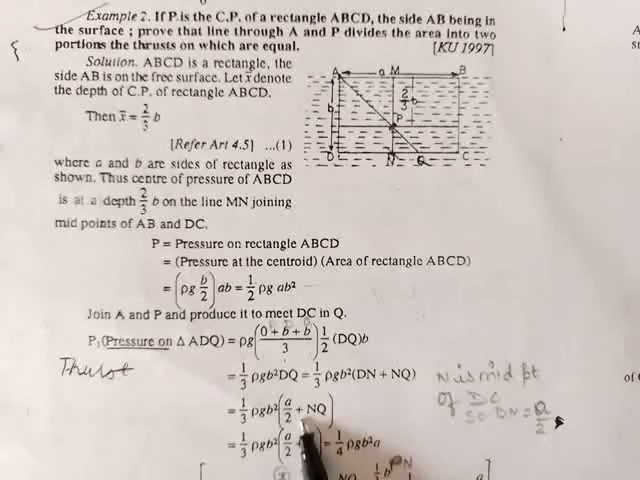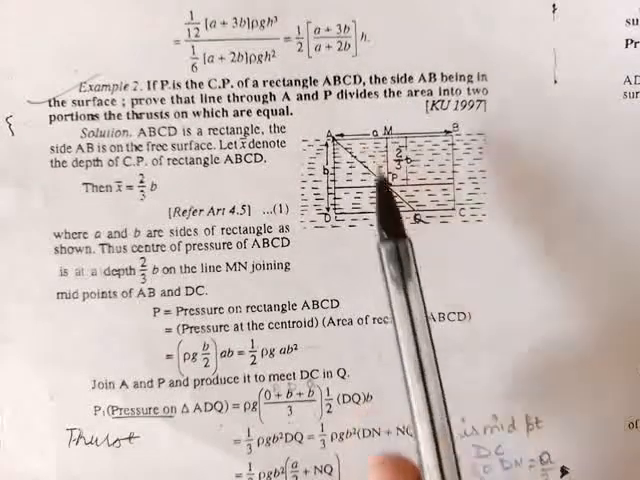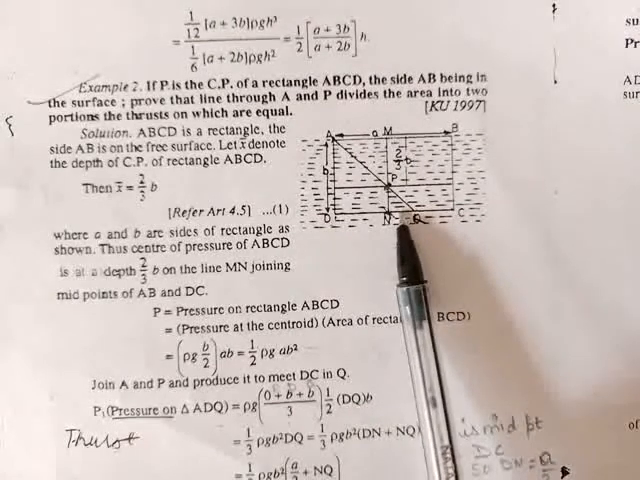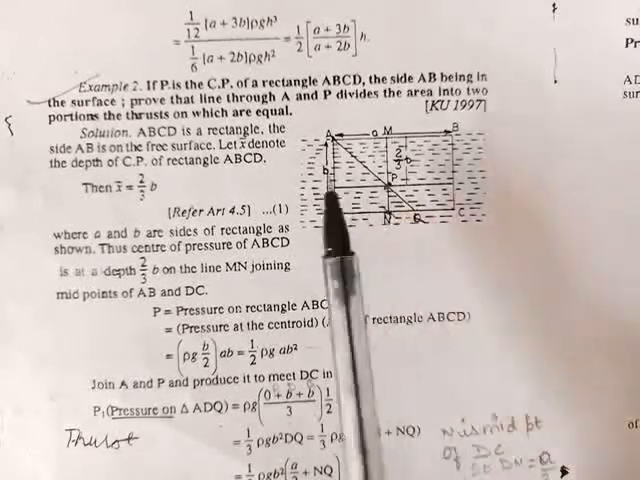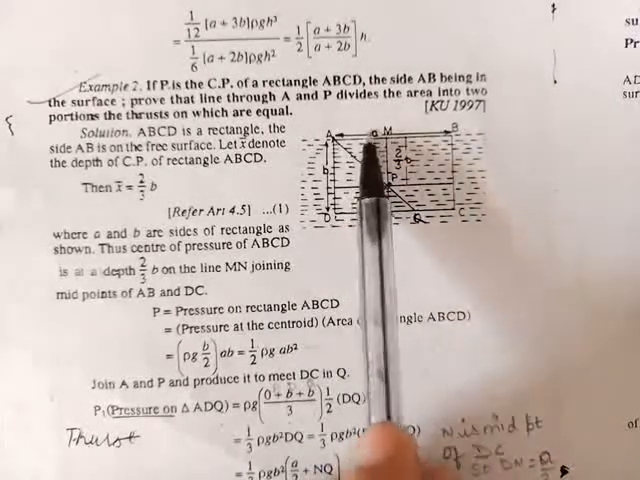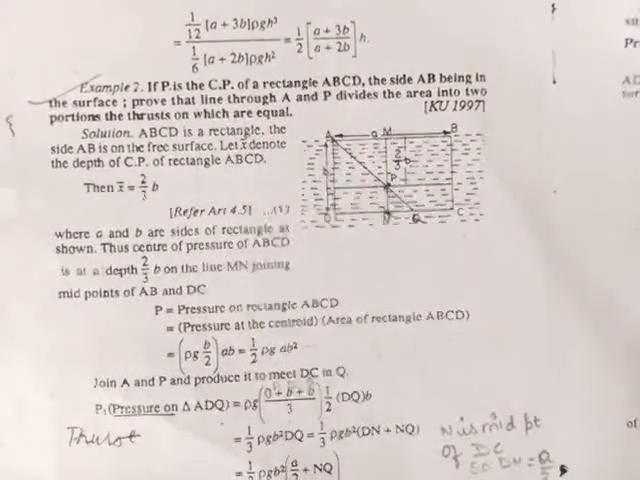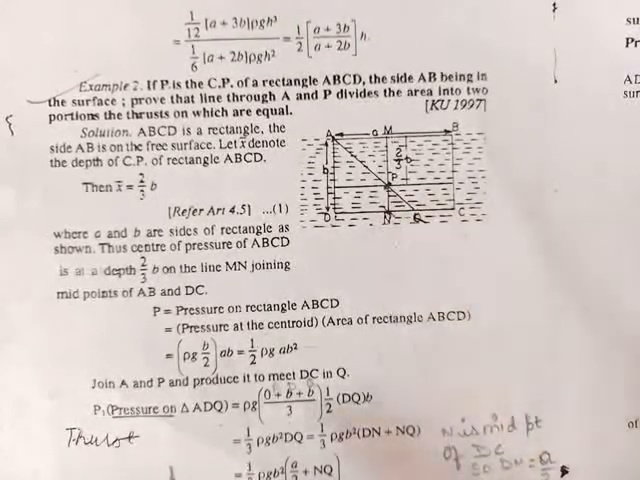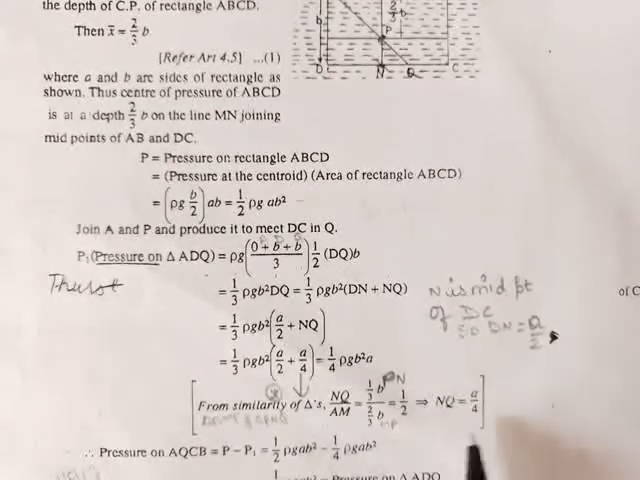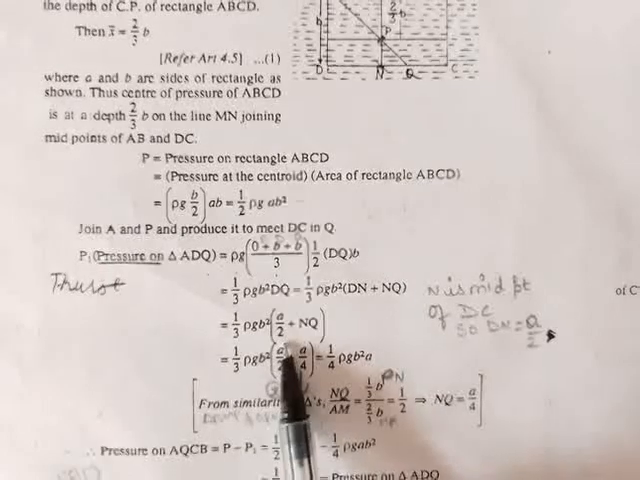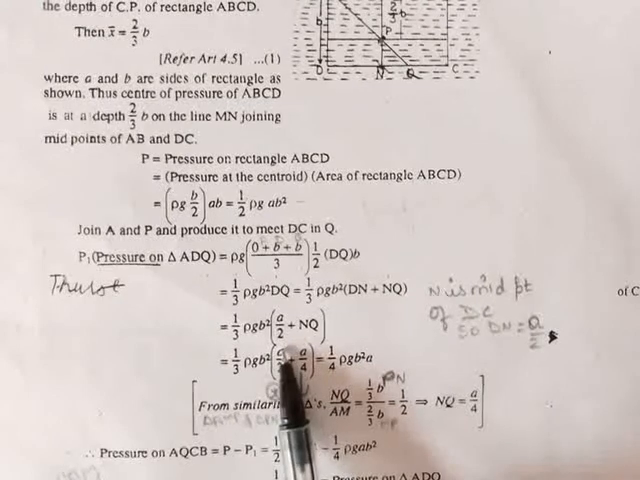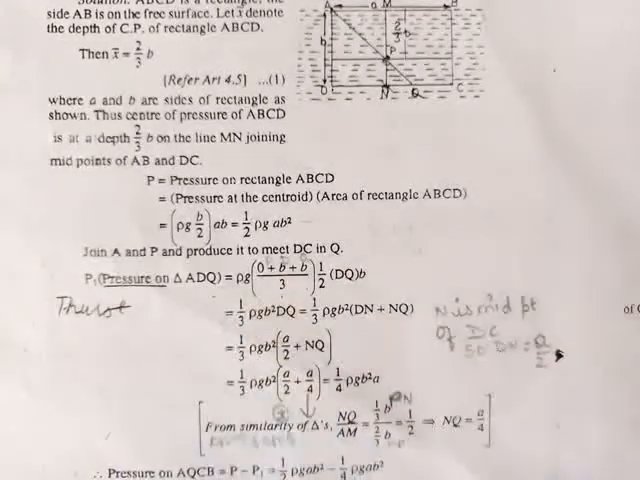Because triangle AMP and triangle NPQ are similar triangles, and if the triangles are similar, the ratio of their corresponding sides is the same. So the ratio of the side NQ with the side AM is equal to the height PN upon the height PM. So we can put the values to get the value of NQ, which is a upon 4. Putting the value here, we have obtained the thrust on the triangular area ADQ.